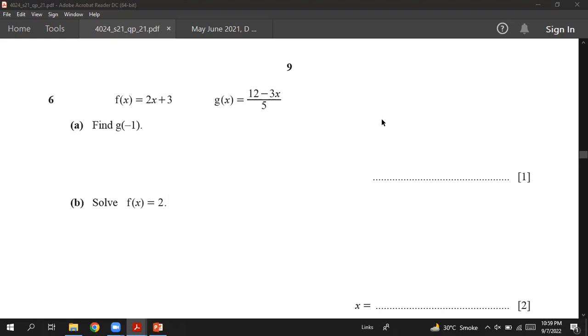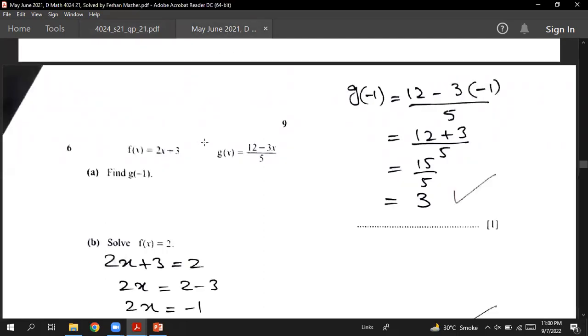The first question is to find the value of g of minus 1. Very simple. In this formula, wherever there is the variable x, put minus 1. And here we go. So g of minus 1 will be (12 minus 3 into minus 1) divided by 5. So it will be (12 plus 3) divided by 5, 15 by 5, and that will be 3. So this is the first part.